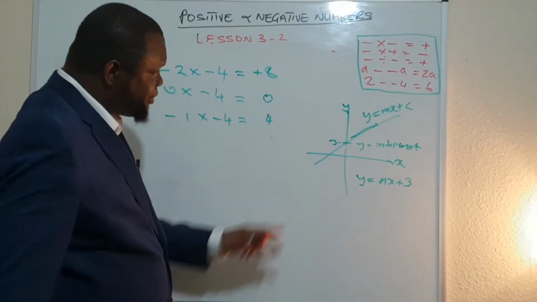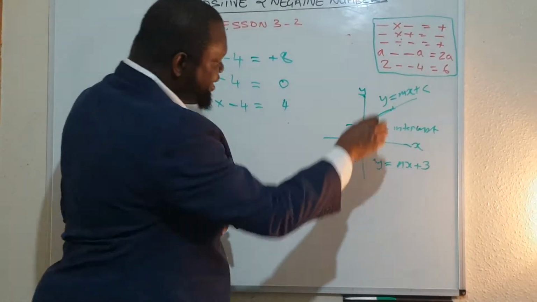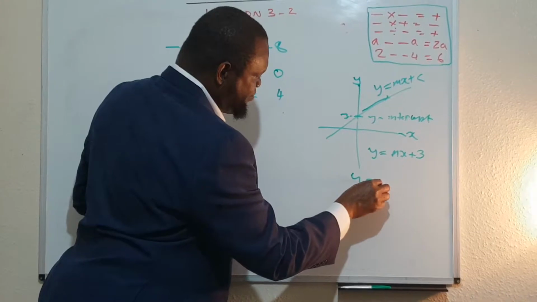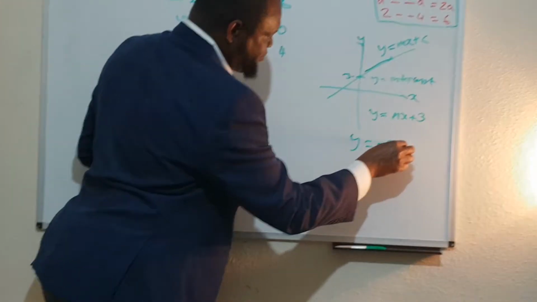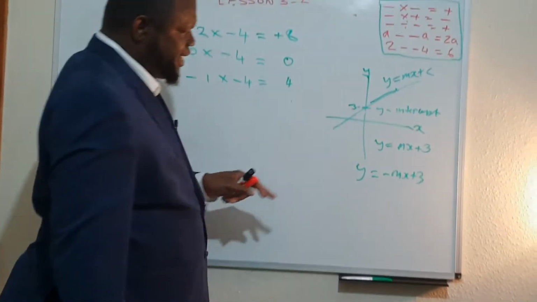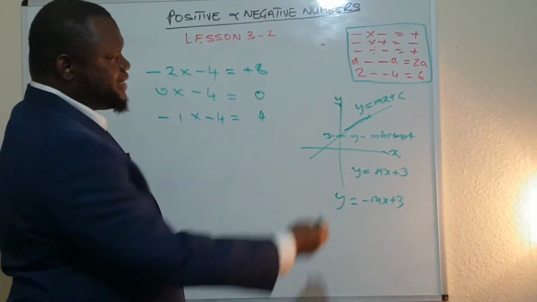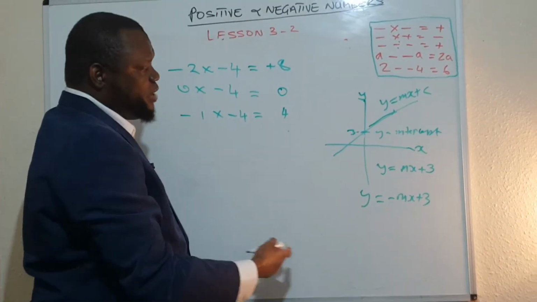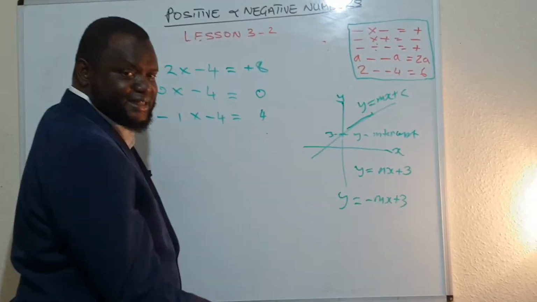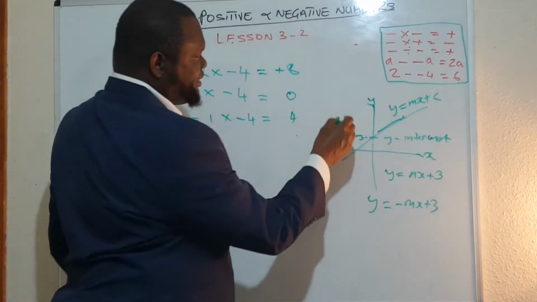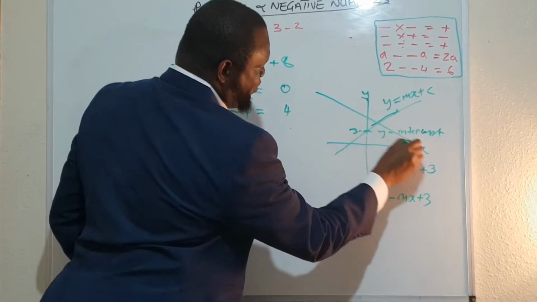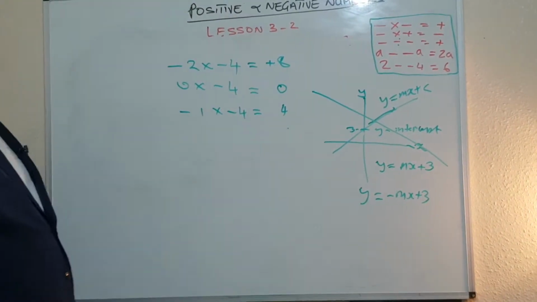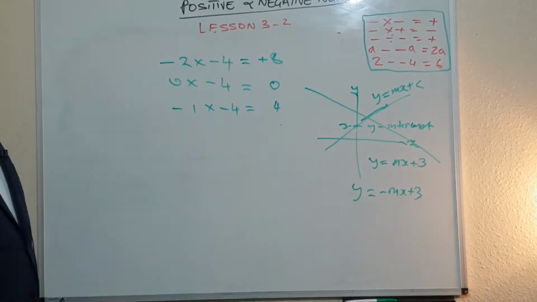The reason why I put this example is, if this were y is equal to minus mx plus 3, that means this line is moving towards the left. Whenever you see a negative gradient, it means this graph will be that way. The opposite of the positive. Exactly.